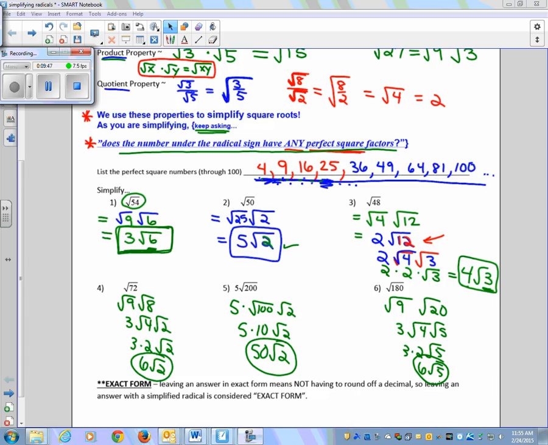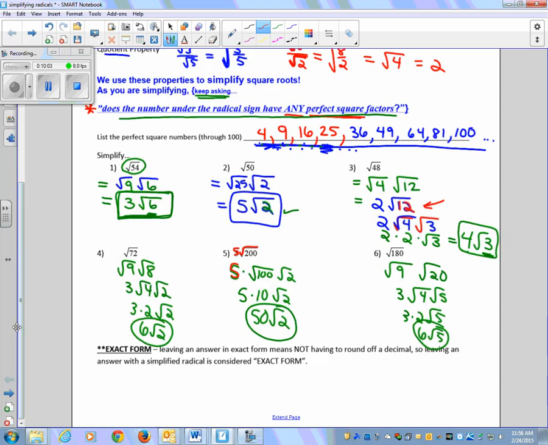Okay, so here you can see the work that I've done to solve and simplify. Final answers are here. For this one, just notice that there was a 5 out front to begin with. That's okay. You just leave it as a 5 and simplify the radical. And then remember, you're multiplying everything at the end. This is just a little note about exact form. When you leave your answer as a simplified radical, it's considered the exact form of your answer.